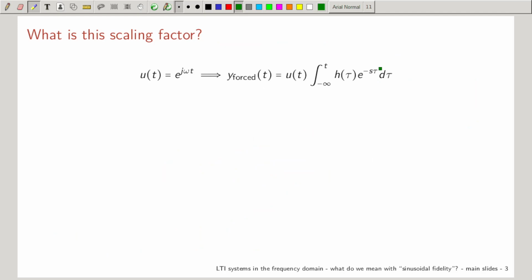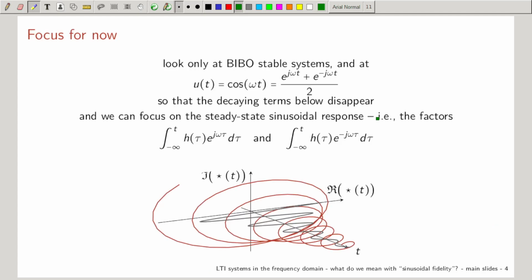This one is wrong. It's j omega t. There's a typo here. Somebody send me an email about this typo so that I fix it. And if we look at BIBO stable systems, this is the formula, so it's with a plus.